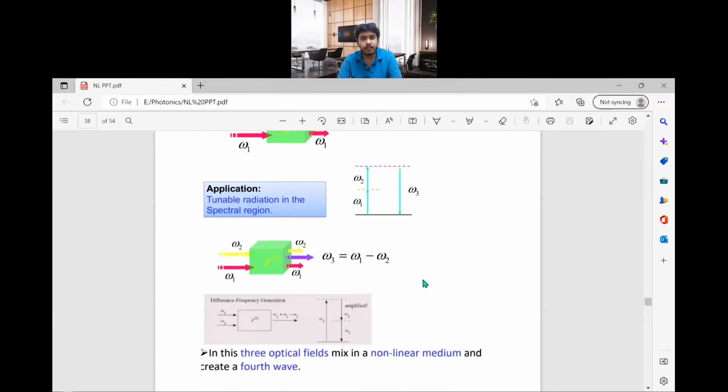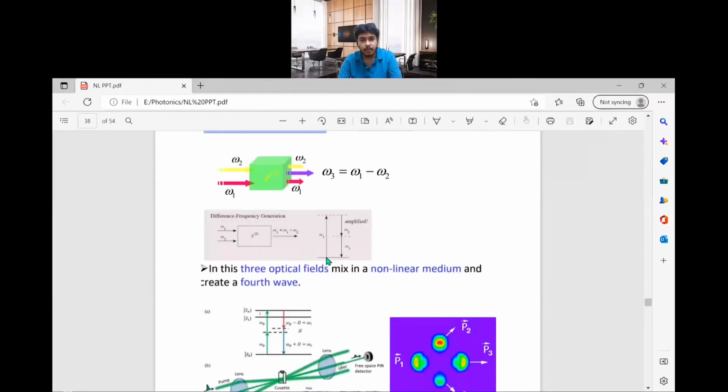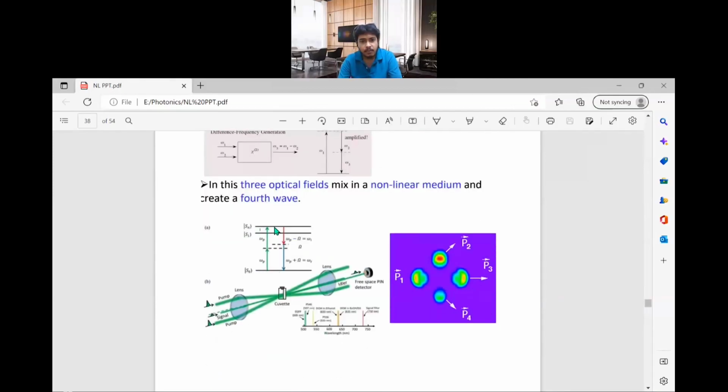This gives tunable radiation in the spectral region, and this is the difference frequency generation, where the output omega 3 is the difference between omega 1 and omega 2. If you give omega 1 and omega 2 as pumping to this system, at the output you will get light whose frequency omega 3 is the difference between omega 1 and omega 2. So omega 3 will be equal to omega 1 minus omega 2. This is the difference frequency generation.